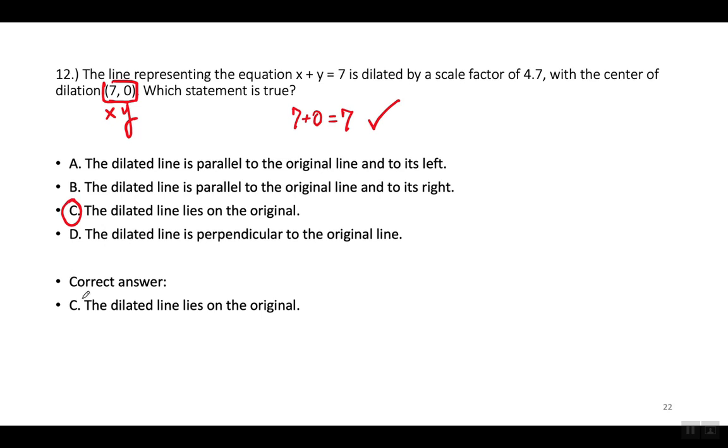The dilated line lies on the original because this point, when you substitute it into that equation, lies on the line. So this goes back to what I was saying: if you dilate a line and the center of dilation is on the line, it remains the same. So in number 12, the dilated line is going to be on top of the original line because the center of dilation is on the line.